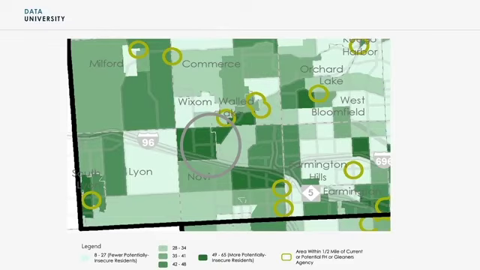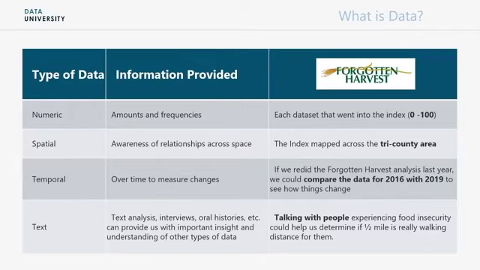So how did we go from a list of deliverables to this helpful map? Here's how each type of data that we've defined during this session was used in the project. Numeric data was used to provide information about amounts or frequencies. It was leveraged in each dataset that was used to produce the food insecurity index, which ranges from 0 to 66. Spatial data, or data about geographies, was used to map the index numbers across the Tri-County area, creating that easy-to-read visualization of food insecurity in these 3 counties.